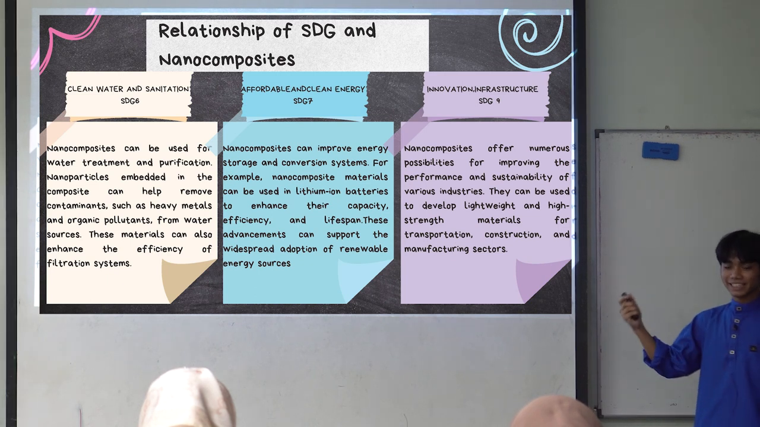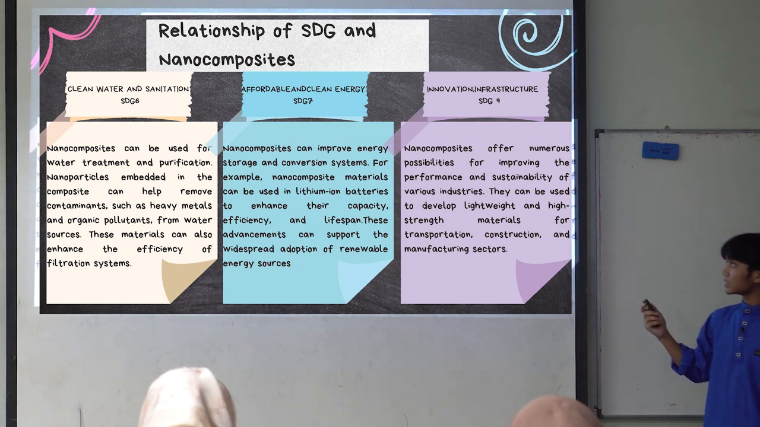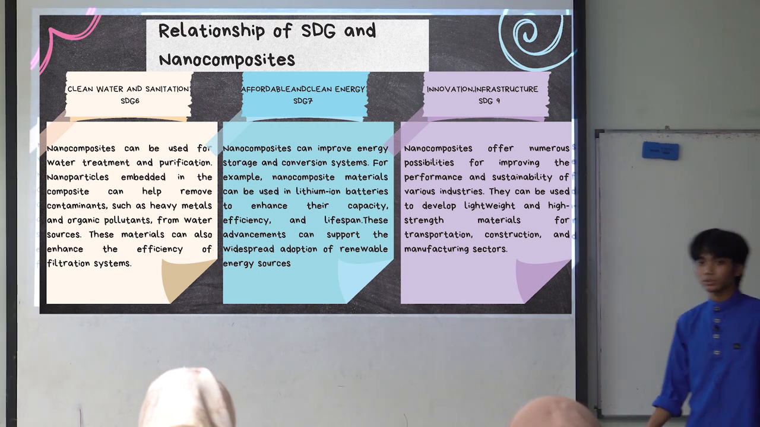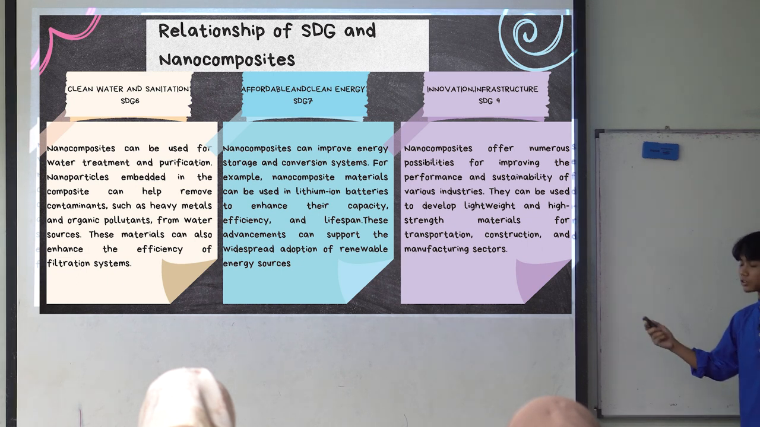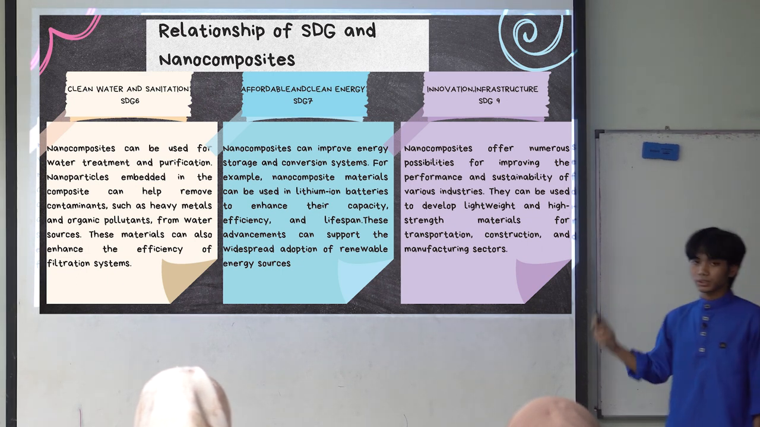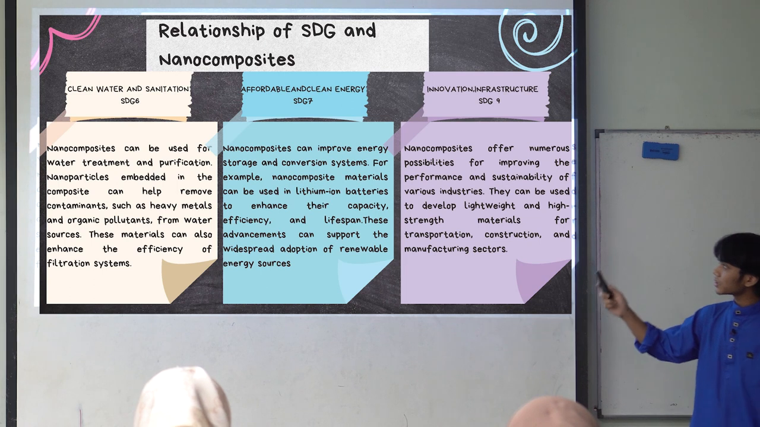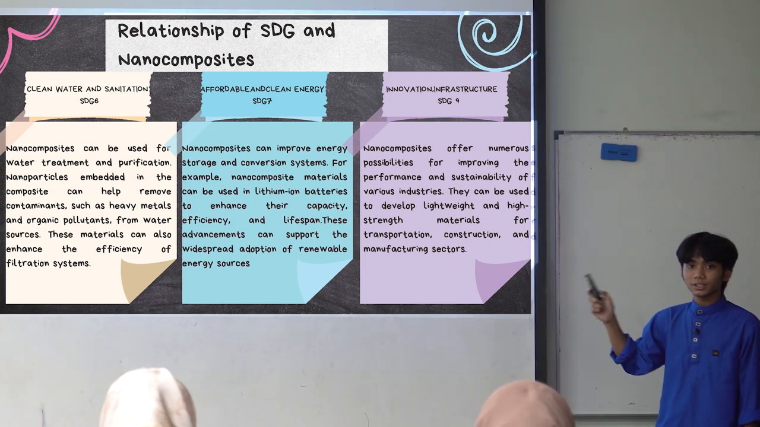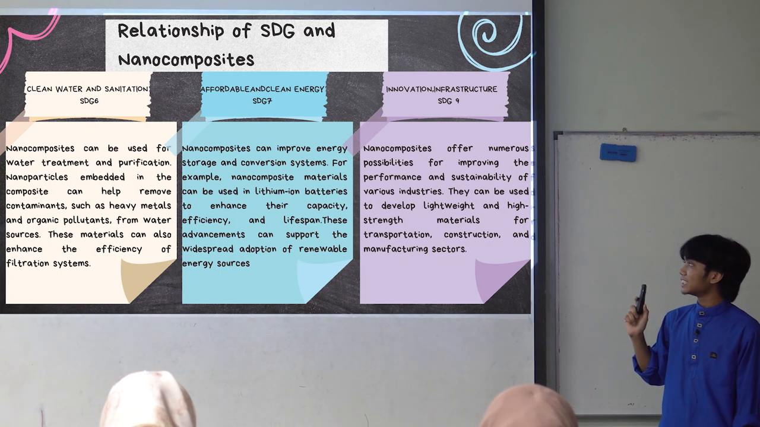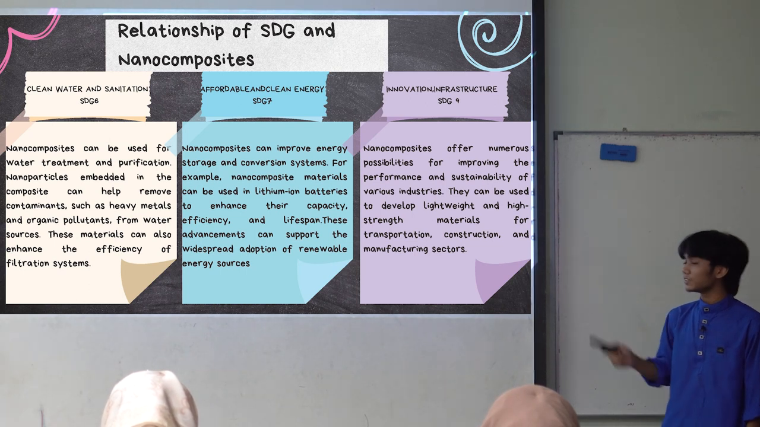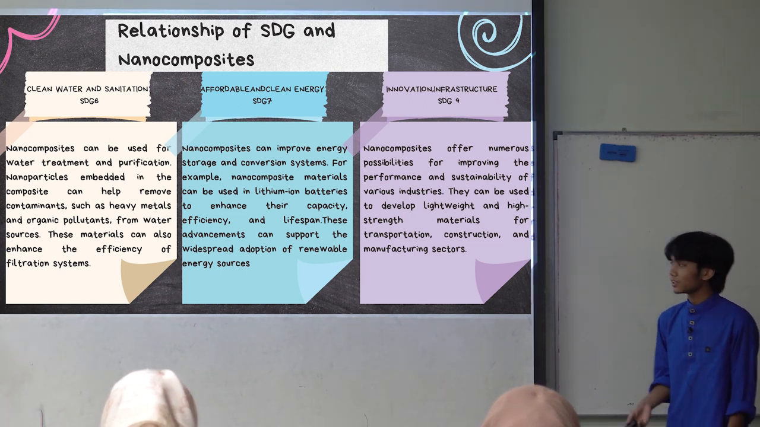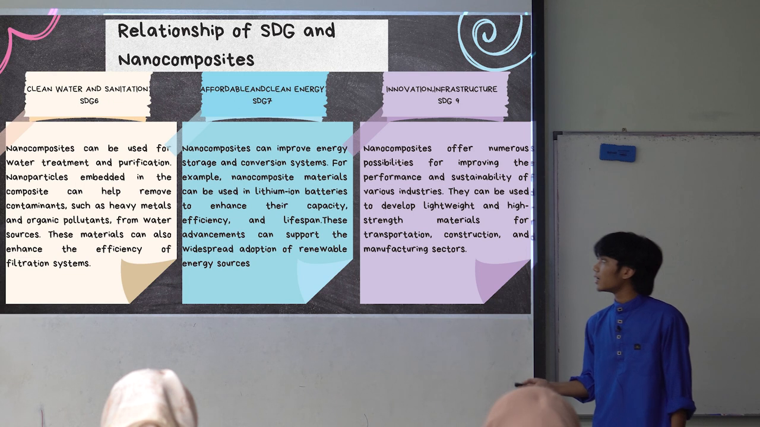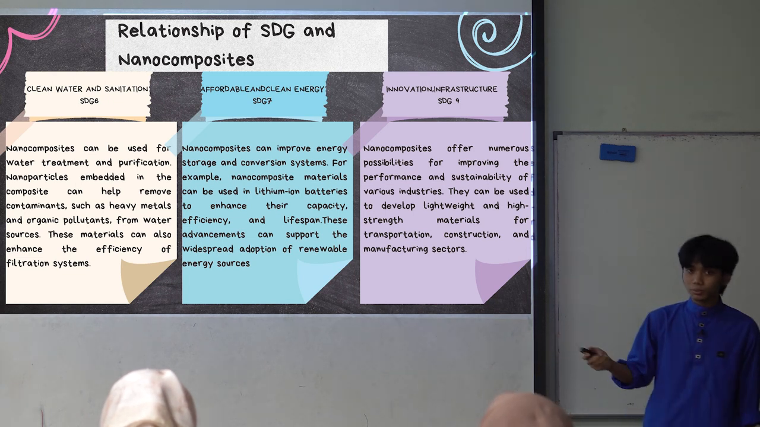What is SDG? SDG is Sustainable Development Goals, made by the United Nations to achieve the economic, social and environmental development of the world. The first one that I took is clean water and sanitation, which is SDG 6. So what can nanocomposite be used for in clean water and sanitation?